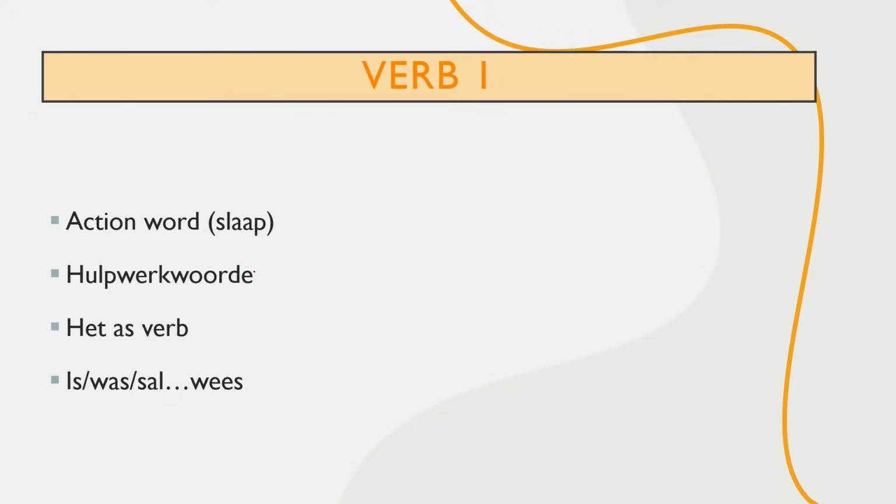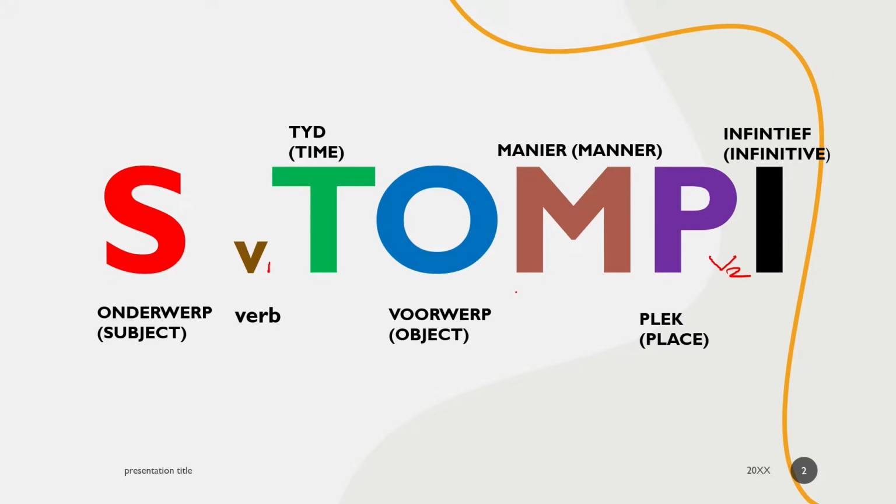So your first verb will either be your action verb, but it could also be your hulpwerkwoord, like het, your auxiliary verb. Now, an auxiliary verb, a hulpwerkwoord, always has to be verb 1, guys. Always, always, always. If there's two verbs in the sentence, your action verb and your auxiliary verb, that means your auxiliary verb will be verb 1, so it will come after the subject.